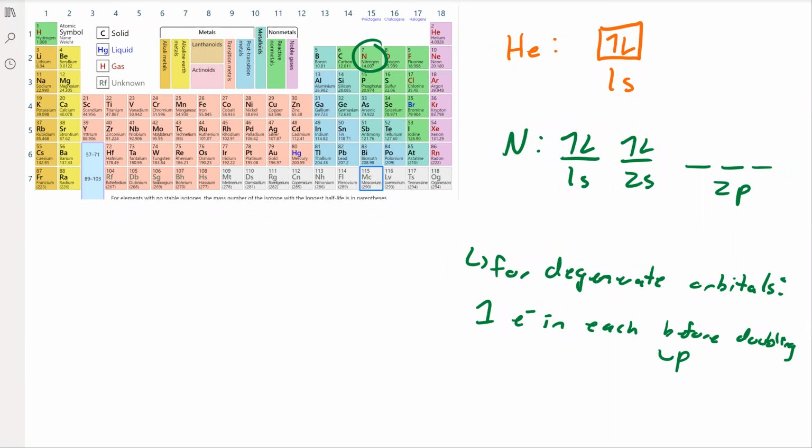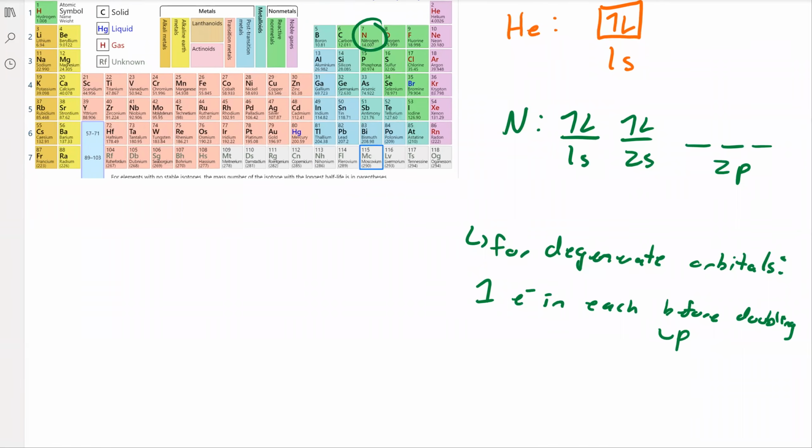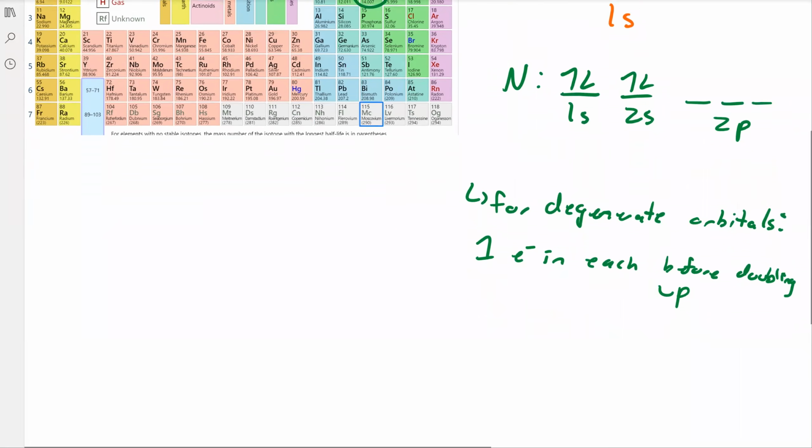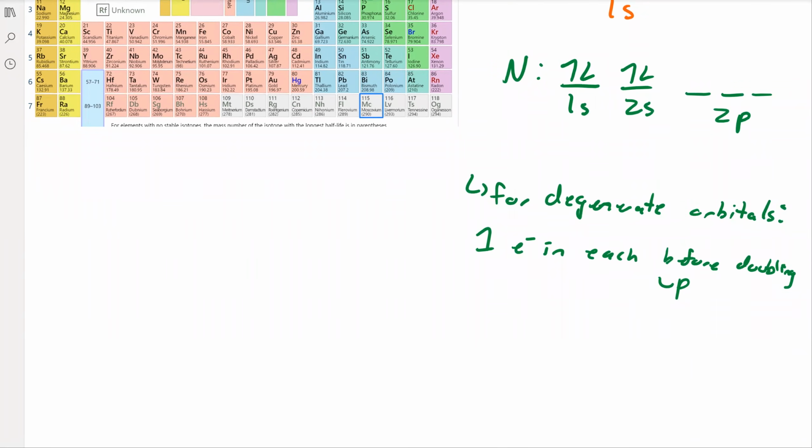They're each going to want to fill their own house before they start doubling up. And that makes sense because electrons have the same charge and like charges repel, so they won't really like each other. And then the other rule is when we're filling these up, they all must face in the same direction.